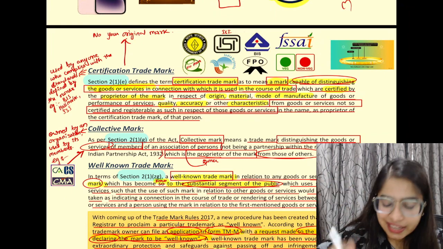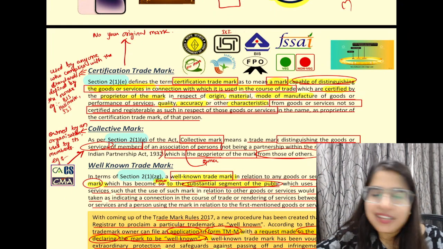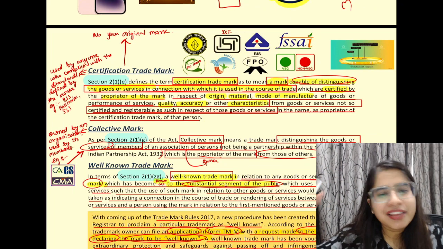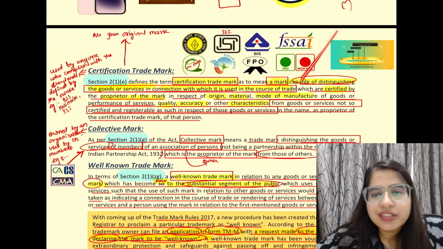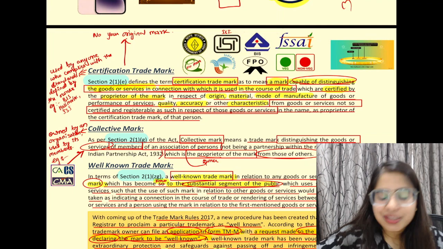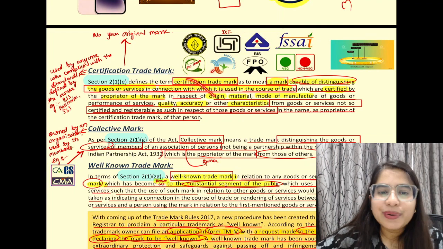Are you understanding? In certification, you just need to take a certificate from them. They will do the checking, and if you comply with their requirement, they will give you a certificate that yes, you can use the green dot, red dot. You can use BIS, ISI. Are you understanding? In this, you don't need to be a member.